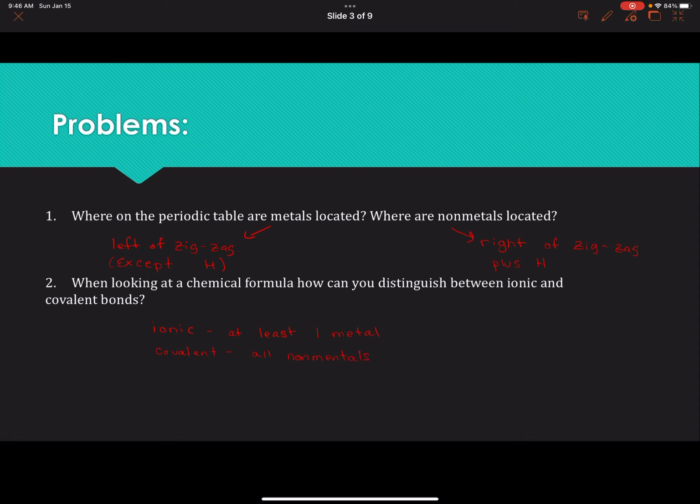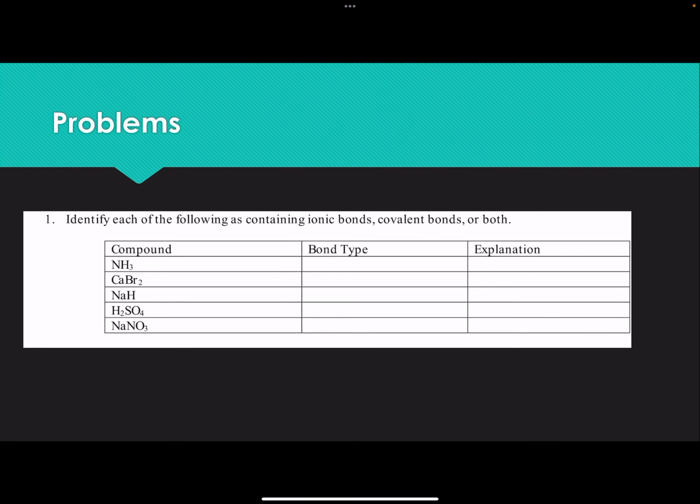And so again, being able to identify covalent versus ionic, this is a foundation of this course. We have got to be able to identify ionic versus covalent, which comes down to identifying metals versus nonmetals. So looking at problem number 3, we're being asked to identify if these substances contain ionic bonds, covalent bonds, or both.